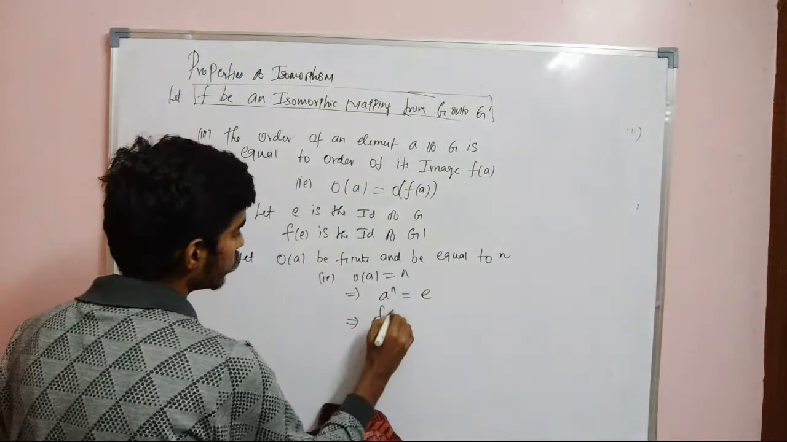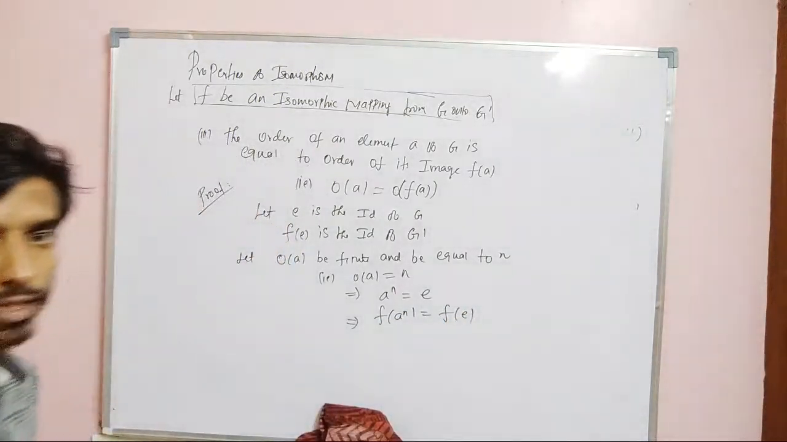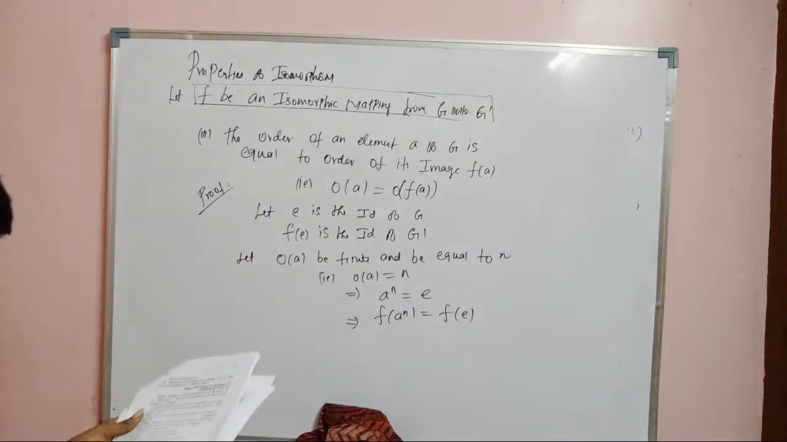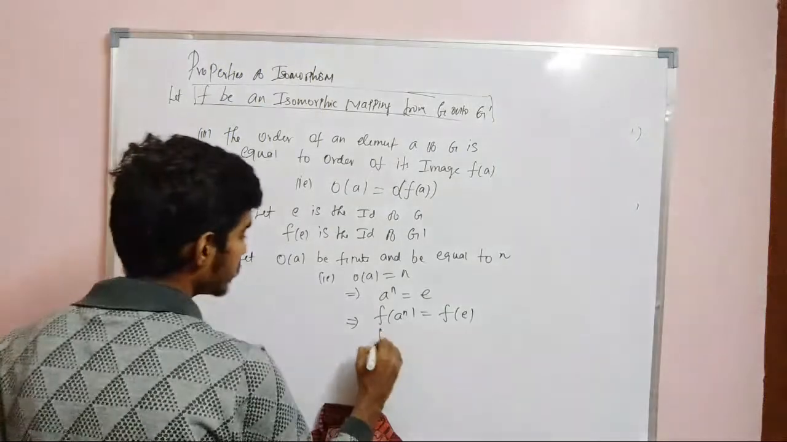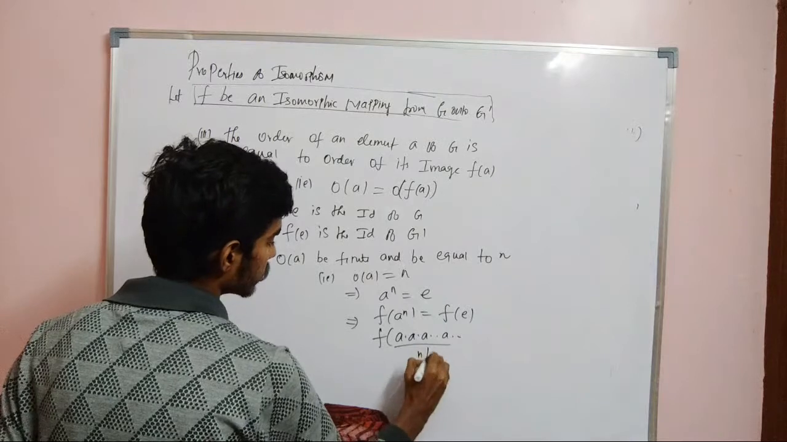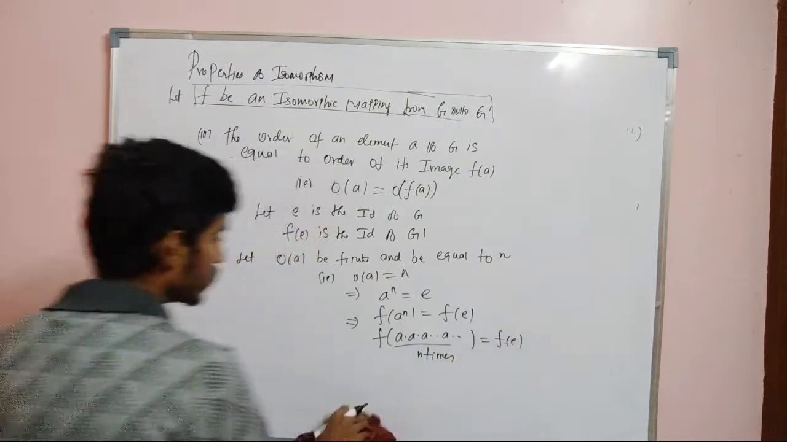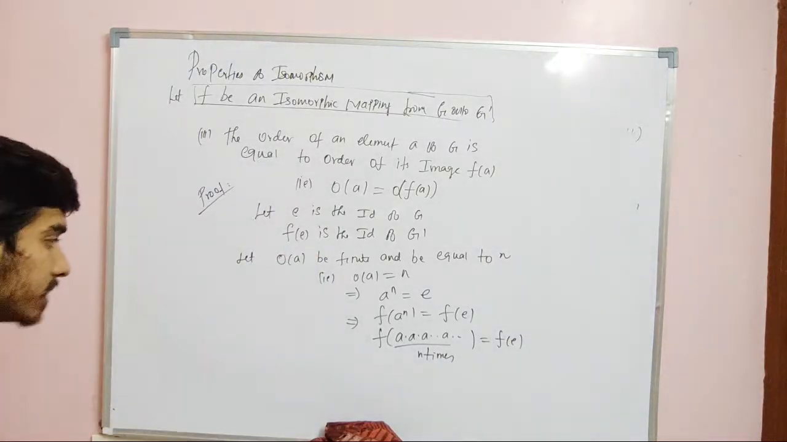So taking f on both sides, f of a power n is the same as f of e. Now I can write a power n as a into a into a, n times, equal to e, so f of a into a into a, n times, equals f of e. And this is an isomorphism.